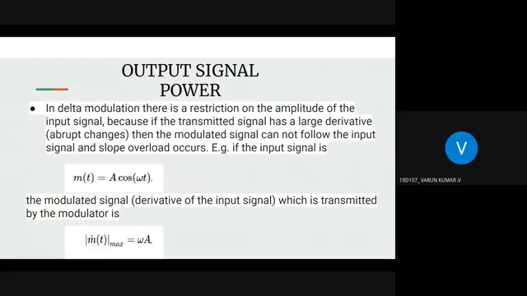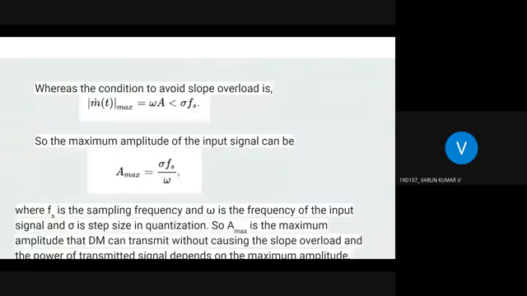For example, if the input signal m(t) is equal to A cos ωt, then the derivative of the signal which is transmitted by the modulator is represented by |m'(t)|max equal to ωA. Whereas the condition to avoid slope overload is |m'(t)|max equal to ωA, which is less than σfs, where fs is the sampling frequency.